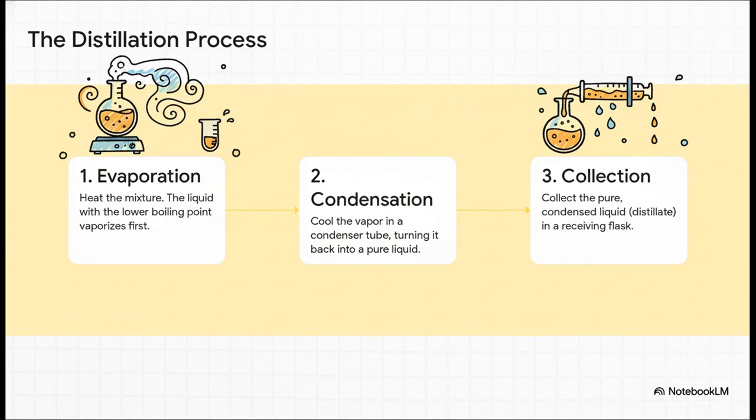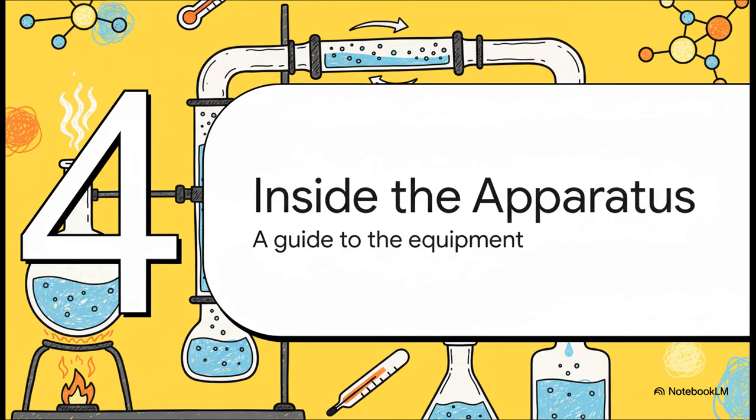That vapor travels through a cold tube, we call it a condenser, and it turns right back into a liquid. And third, collection. You just collect that now pure liquid, which we call the distillate, in a new flask. That's it. Heat it up, cool it down, and collect it. All right, let's head into the lab, virtually of course, and take a look at the equipment. We're going to go step by step through a typical distillation apparatus to see how all the pieces fit together.